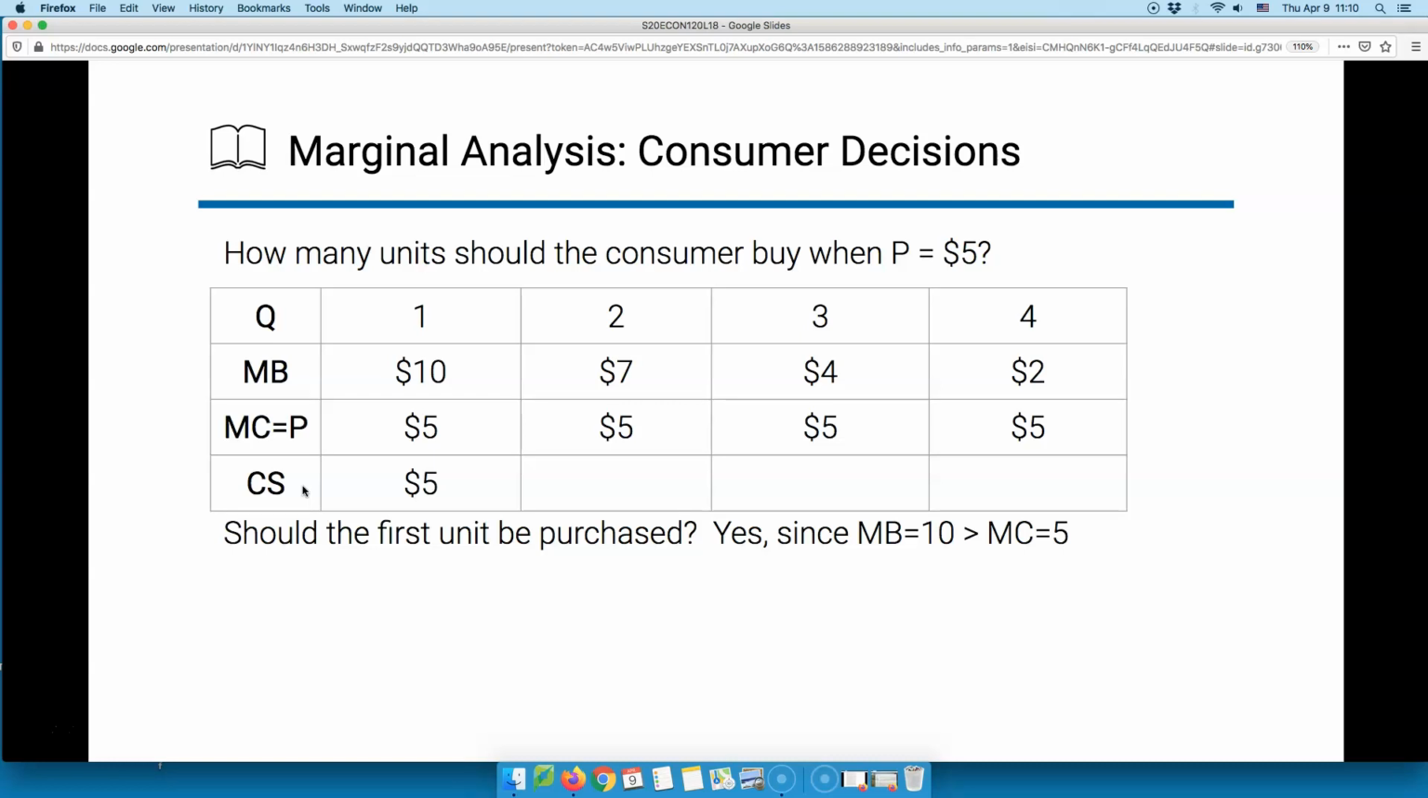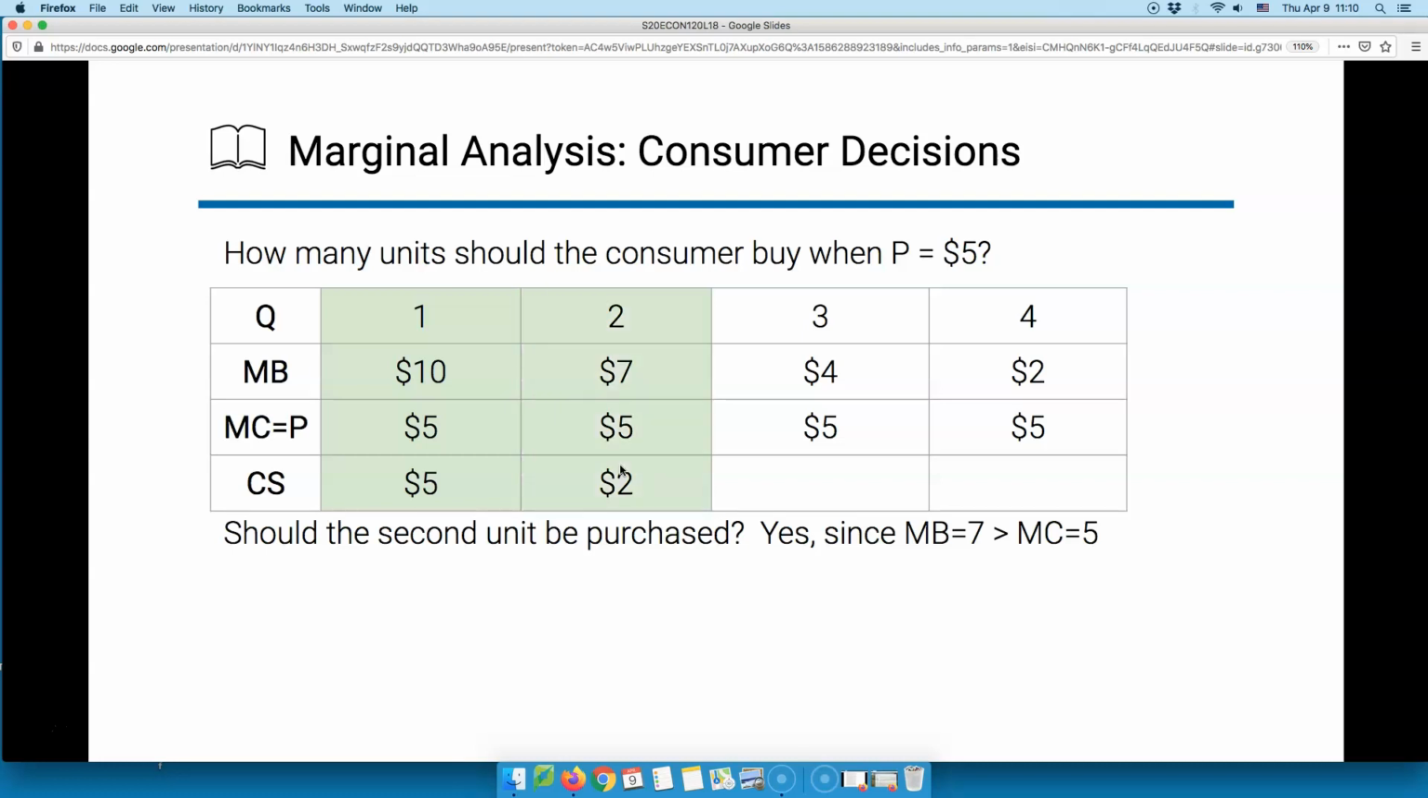Let's color the first unit green to make sure that the answer is yes for the first unit, and let's move on to the second unit. Should the second unit be purchased? And when the consumer has to decide whether to purchase the second unit, he or she has to compare the marginal benefit of that second unit, which is now lower, it's fixed at the level of 7, to the cost of 5. Since the benefit is still higher than the cost, the second unit should be purchased as well and will also generate some benefit. So the answer is yes, marginal benefit is 7, marginal cost is 5. The difference between the benefit and the cost is 2, so the second unit will generate additional $2 in consumer surplus. Let's color it green as well.